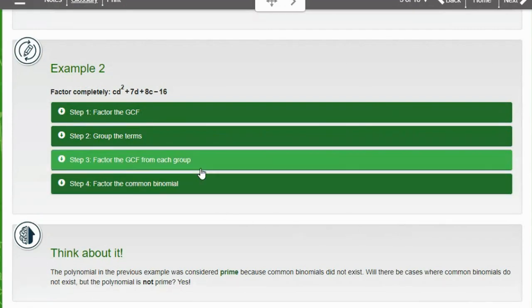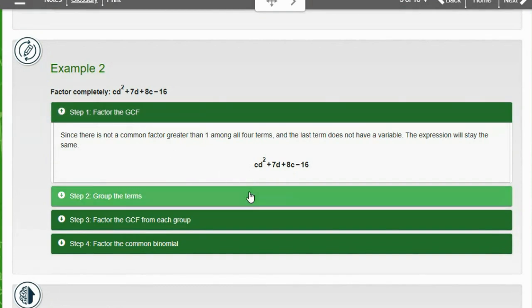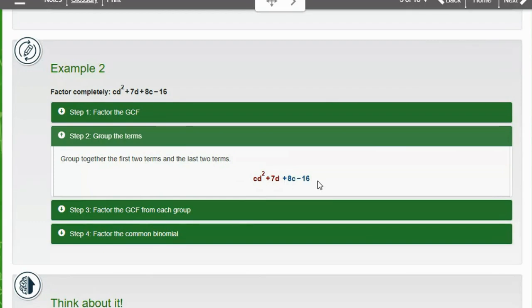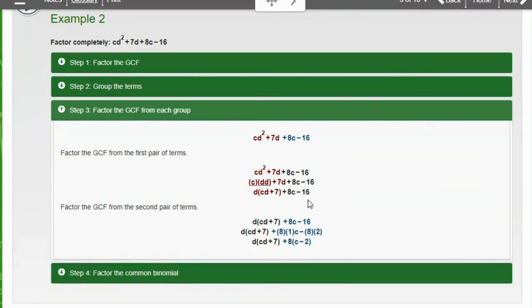If there are truly no factors, like on this one, let's see. There's not a common factor, so they can't pull out a greatest common factor. Here they group the terms, and you factor the greatest from each one. What did they end up with? Did they pull something out of this one? CD squared plus 7D. They were able to pull out a D. The second one, they pulled out an 8. And that left D times CD plus 7 and 8 times C minus 2.